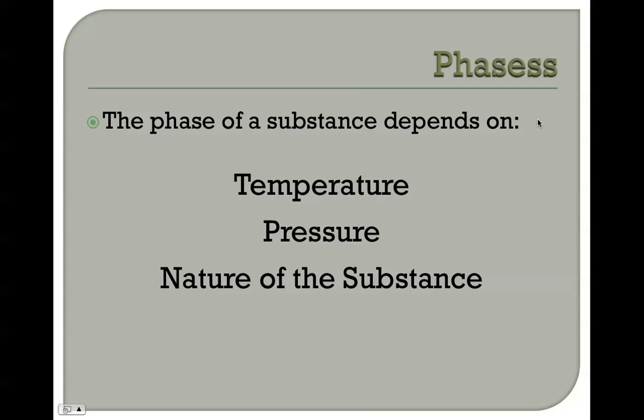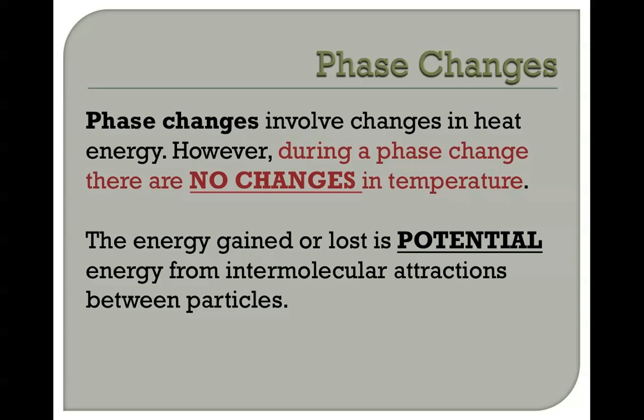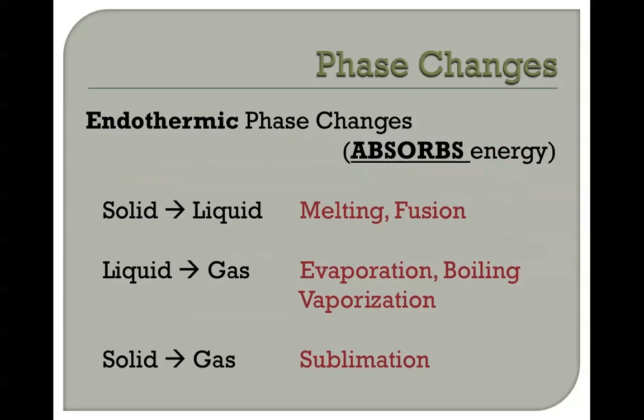Now, the phase of a substance depends on three things: the temperature, pressure, and also the nature of the substance. We're going to focus mostly on temperature in this unit, but we're also going to swing back to pressure and the nature of a substance later in the year. Phase changes involve changes in heat energy. However, a phase change does not create any change in temperature. The temperature stays the same the entire way through a phase change. Energy gained or lost is solely potential energy from the interactions between particles.